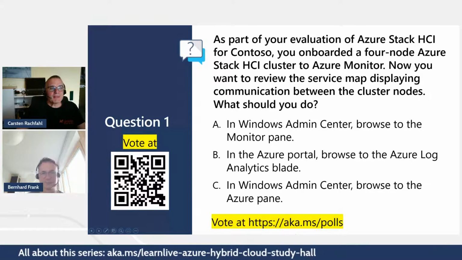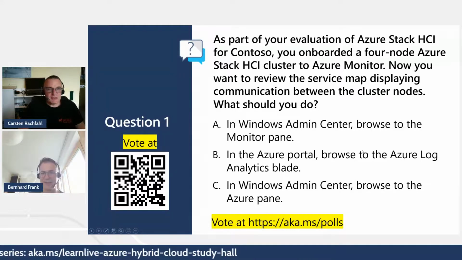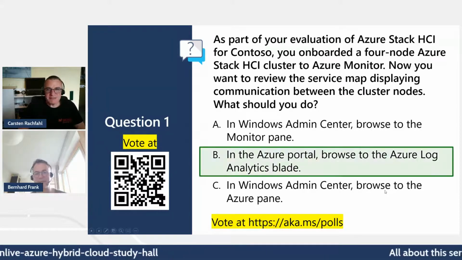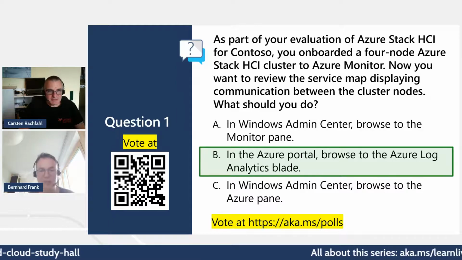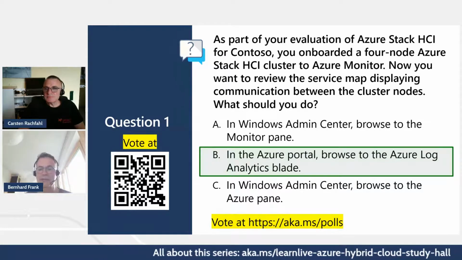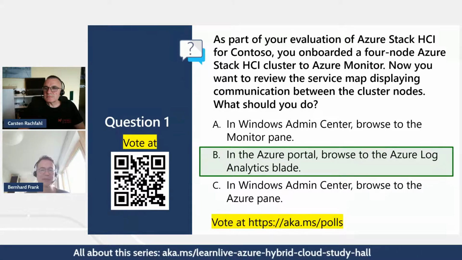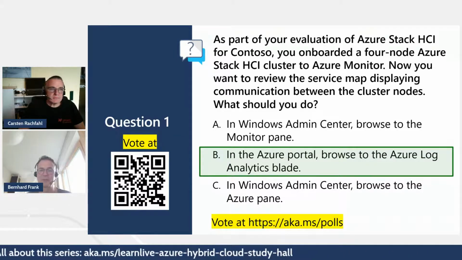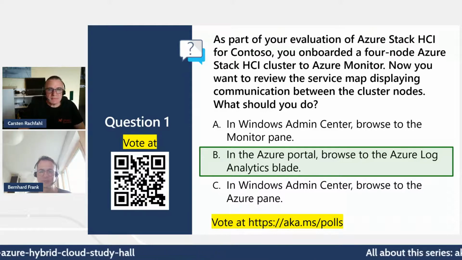Okay, so let's show the right answer. And the right answer is in the Azure portal, right? Besides all the other stuff that we were showing, there you can see the service map section, which displays the communication between the nodes, right?